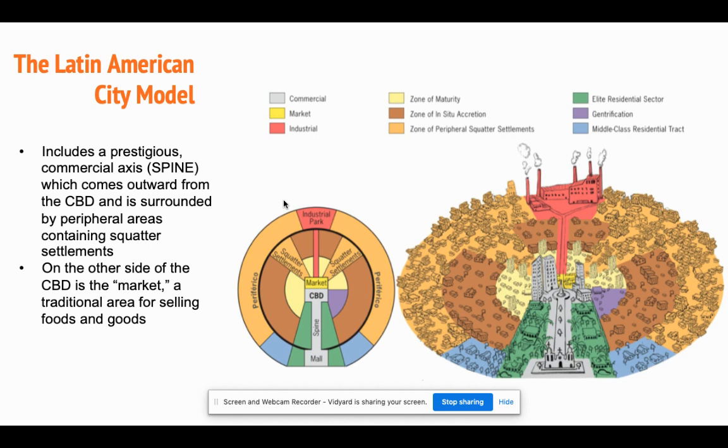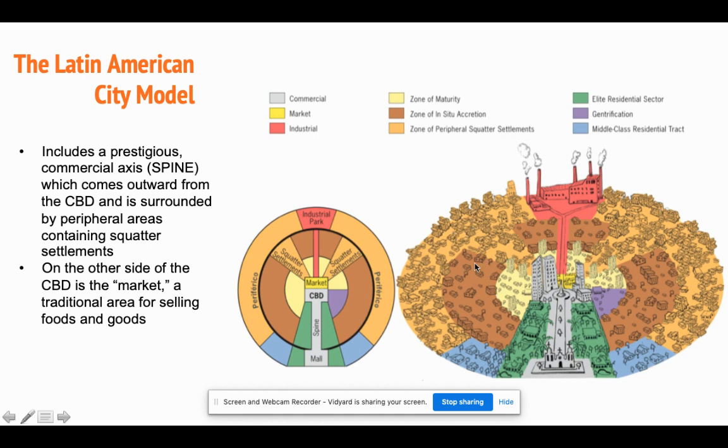So the key word here to always remember about Latin American city models is they have what's called this elite residential spine. So when I hear the word spine, I kind of think of backbone. And if we look at this model here, this prestigious spine includes areas of commercial businesses, but it can also include maybe a landmark of the city. Maybe a famous church is located on the commercial spine. Maybe the richest people live in this commercial spine. Okay. Also very determinant of a Latin American city model is what's called squatter settlements. We're going to talk about those a little bit later. Squatter settlements is another word for shanty town or another word for slum.